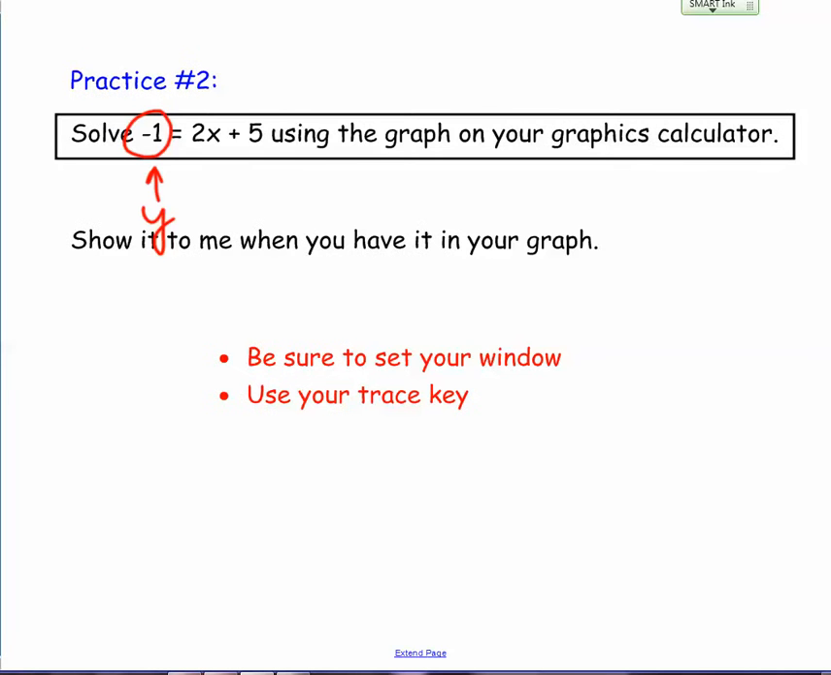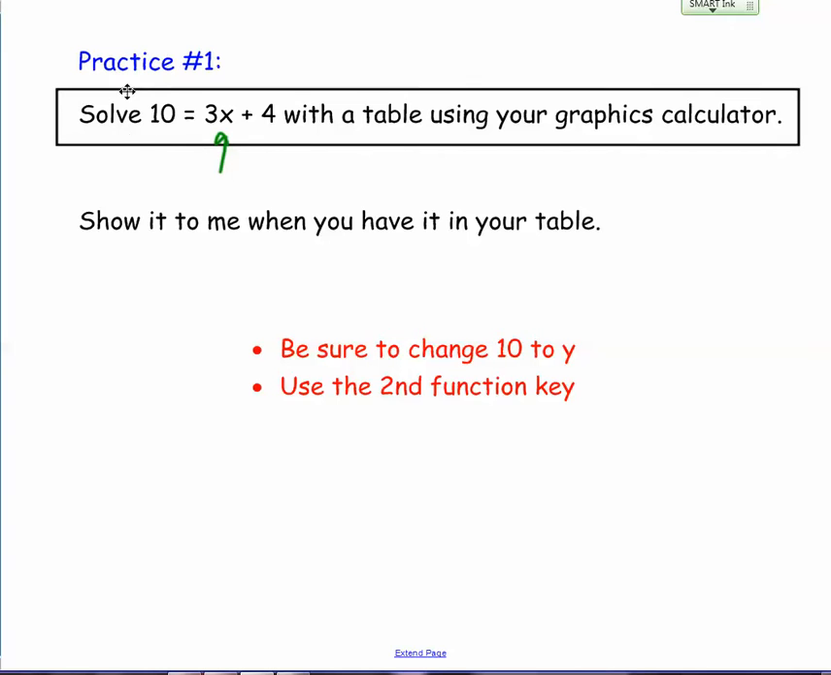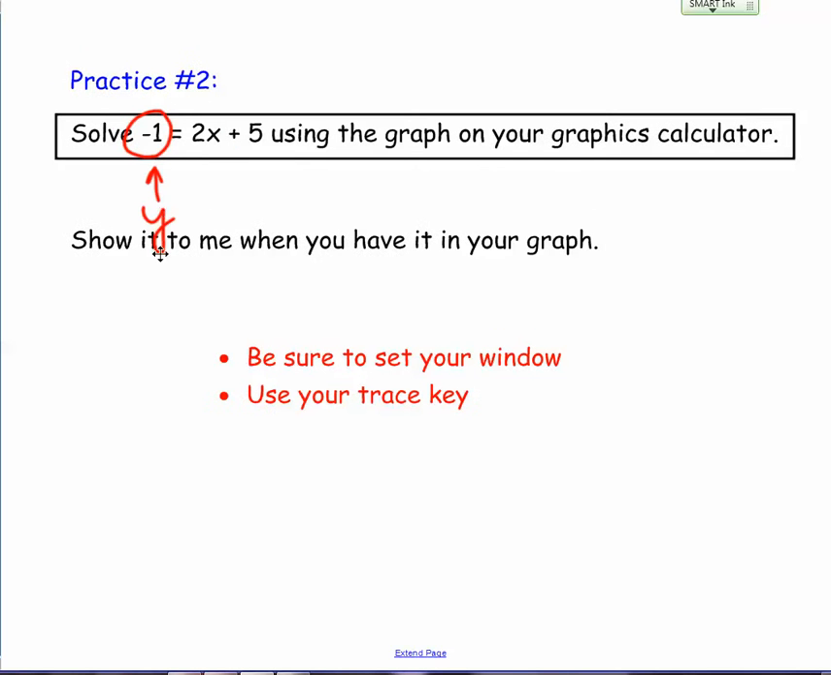All right, and then we practiced some, so you change this to y, and you put it in your graphics calculator, and then we used your table, and in your table, you looked for what is x when y is 10, and x was 2 when y is 10. 3 times 2 is 6, and 6 plus 4 is 10. And the second one, you took out -1 and you put in y, and you set your window so you could see it, and you used your graph and your trace key, and you just looked for, how do I get -1 for y? And when x is -3, we got -1. -3 times 2 is -6, and -6 plus 5 is -1, so we're sure that it works.